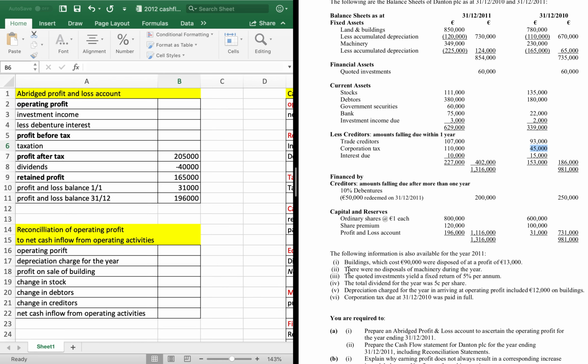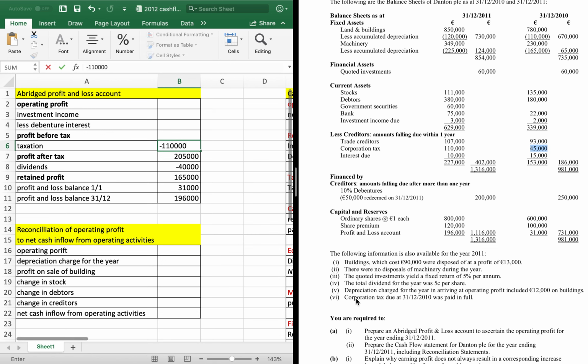So generally, again, you will find that in the adjustments or the notes to the accounts. So it doesn't tell us what corporation tax for the year is, but it does tell us the corporation tax due at the end of last year was paid in full. So at the end of 2010 we owed 45,000, and if the 45,000 was paid in full, that would mean we owe the tax office no euros. If we made no profit this year, we would owe no money. So if we don't owe them anything, and then at the end of the year we owed them 110,000, that means the tax for the year must be 110,000.